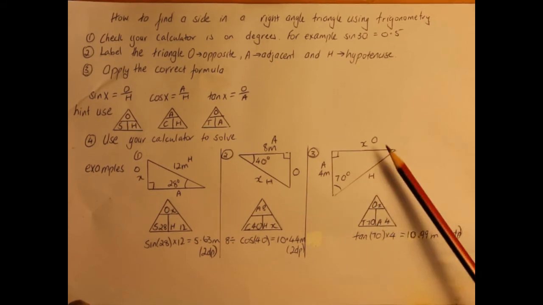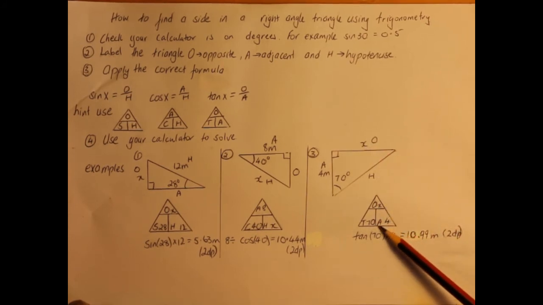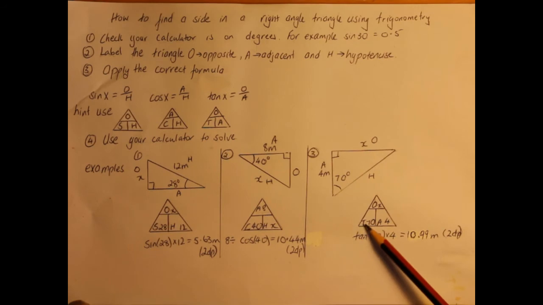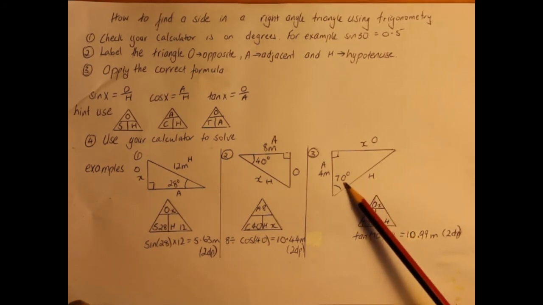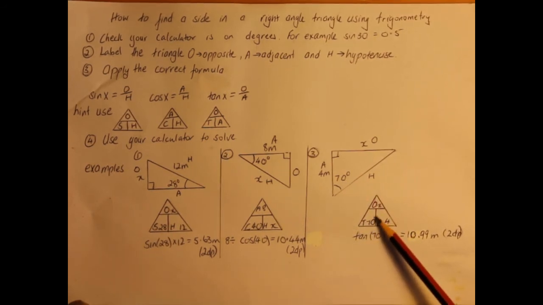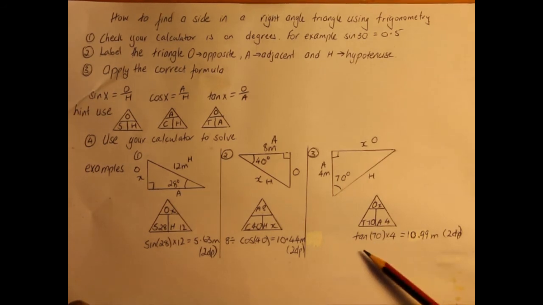What's next to the O? An X. What's next to the A? 4. T stands for tan of 70 degrees. Remember, the degree goes in the bottom left. Do our calculation. Tan 70 times 4 equals 10.99.